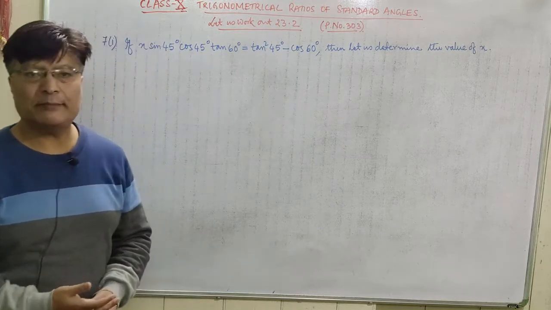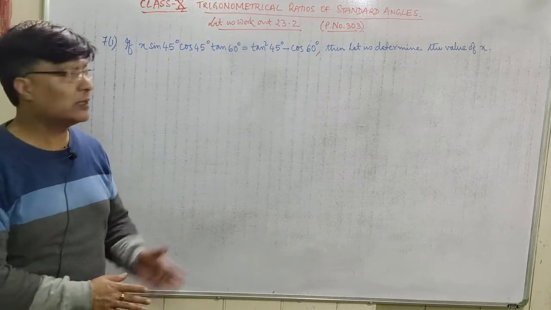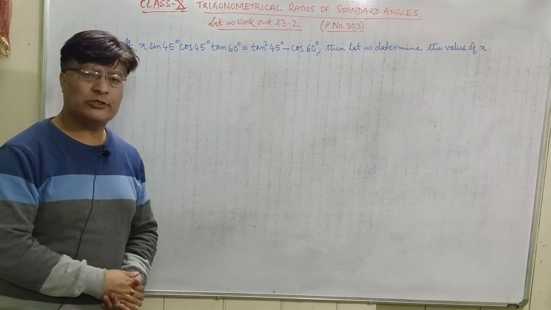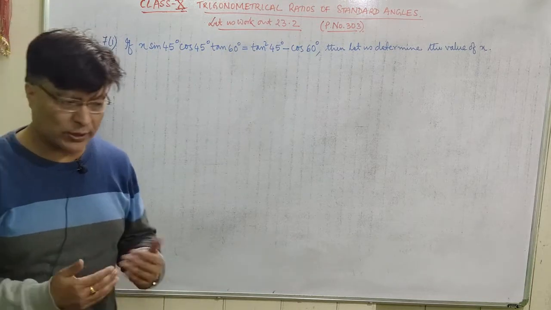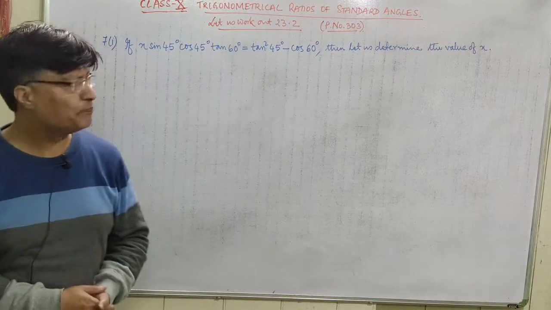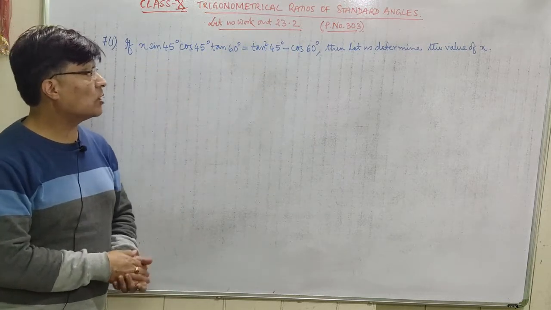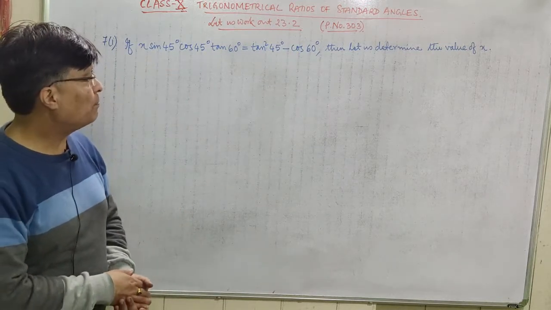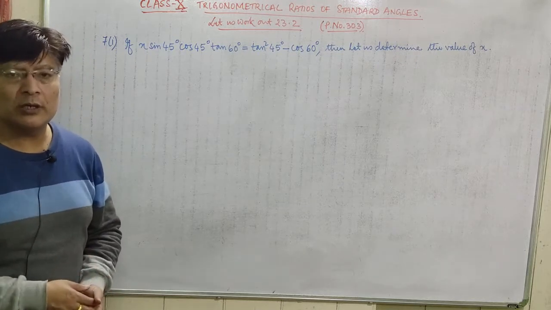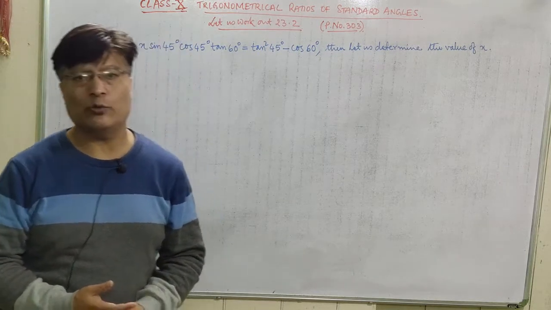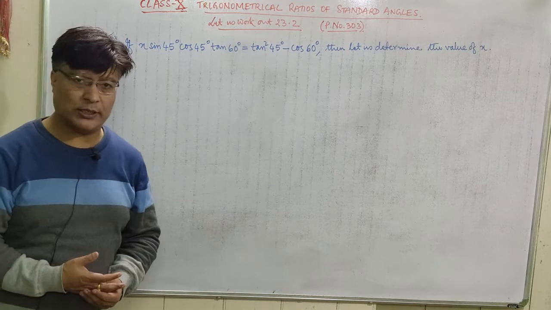The topic is the same topic that we were doing in the last online class, that is trigonometrical ratios of standard angles. So today is the continuation class of this chapter. Same exercise, let us work out 23.2, page number 303 from the book Ganit Prakash for class 10 by West Bengal Board of Secondary Education.